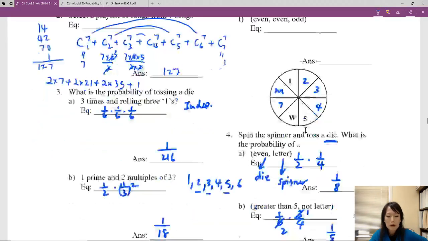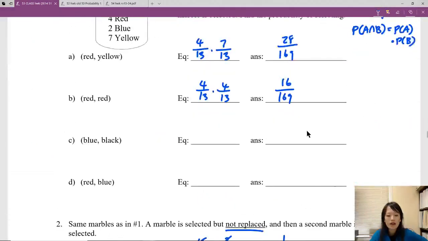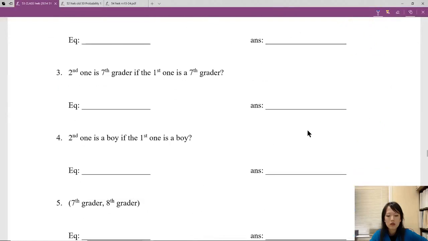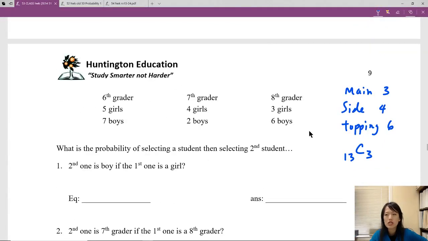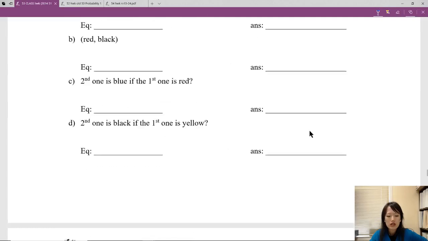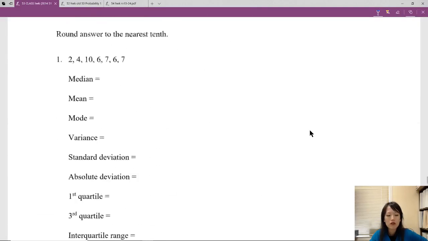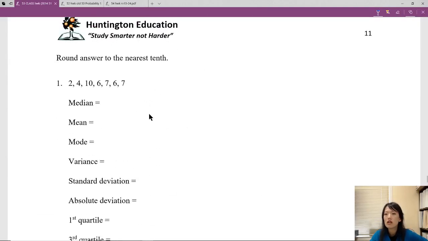Okay, any others? Nothing? Okay. These are pretty easy, I think. No problems, right? Any other problems? No? Page 9? No issues, right? Okay, good. How about review on these? Any problems on these?